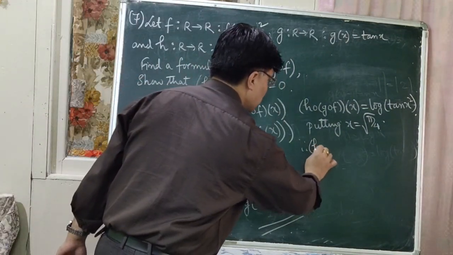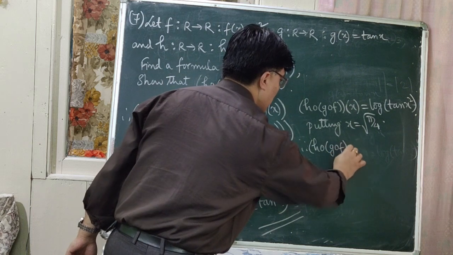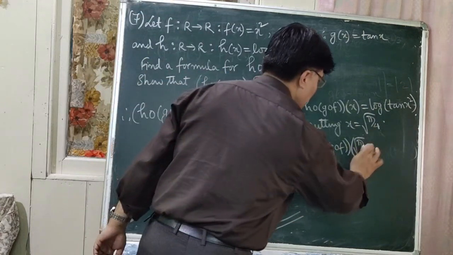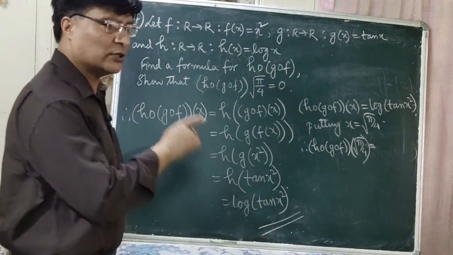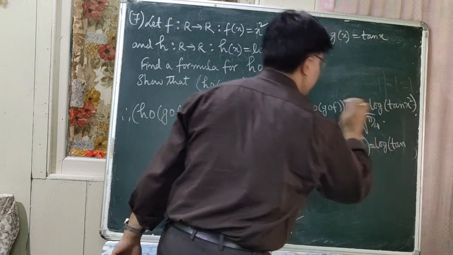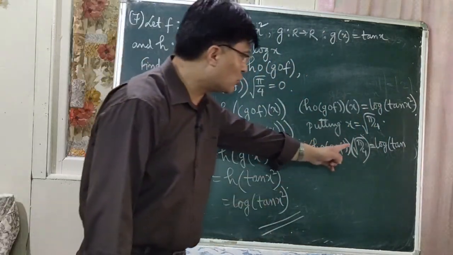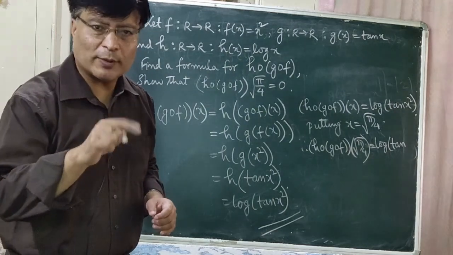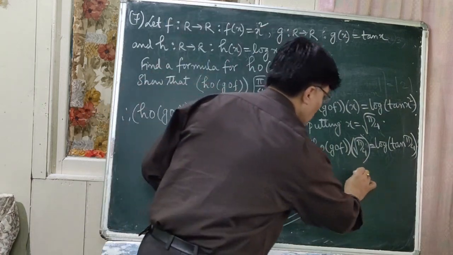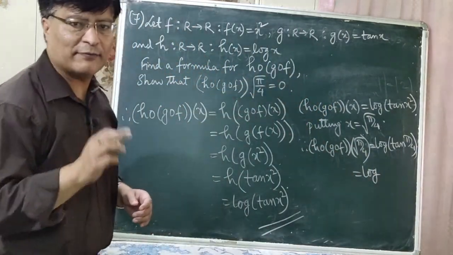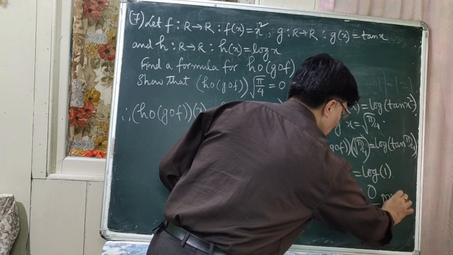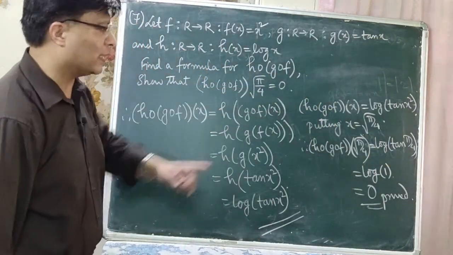So therefore this becomes HOGOF of, what is X? Root over pi by 4, which is equal to, now instead of X you have to put root over pi by 4, which is equal to log of within bracket tan of, what is X whole square? That is root over pi by 4 whole square, isn't it? What is root over pi by 4 whole square? It will be pi by 4, which is equal to log of tan pi by 4. You know that tan pi by 4 is always 1. And what is log 1? It is defined as 0. So proved, which is equal to the right hand side.